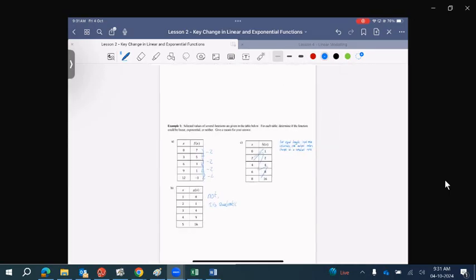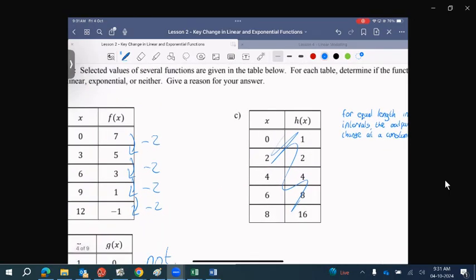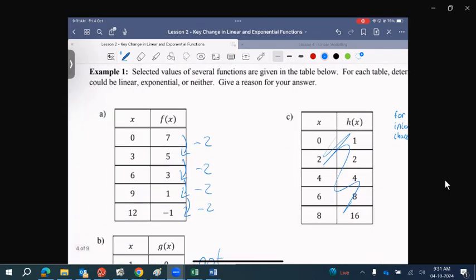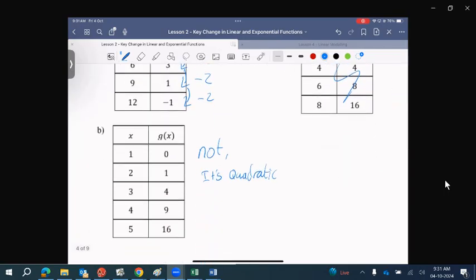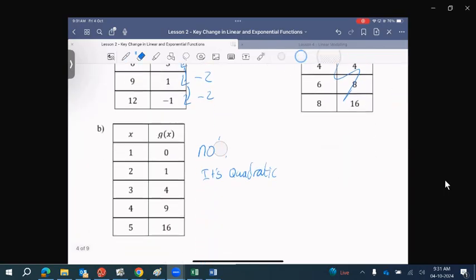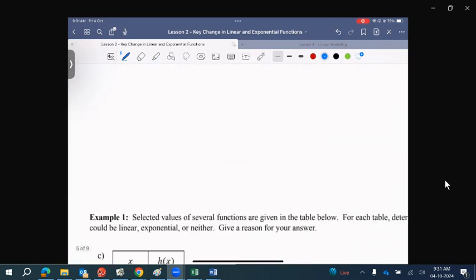We were only asked in this question to determine if the function was linear or exponential or neither. So I would say, let's give the wording back that they asked for, neither. And I'll give my explanation. All right, let's try these ones.